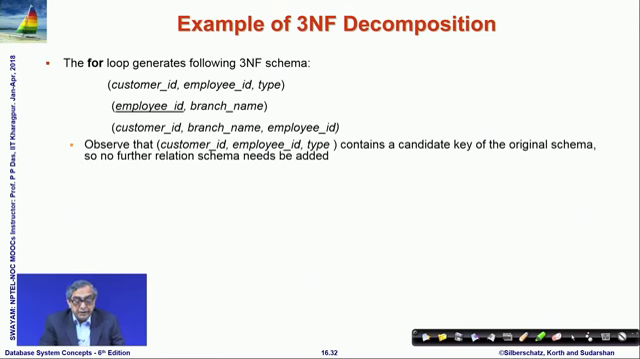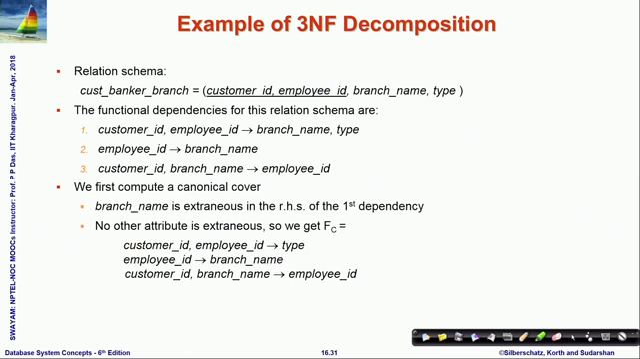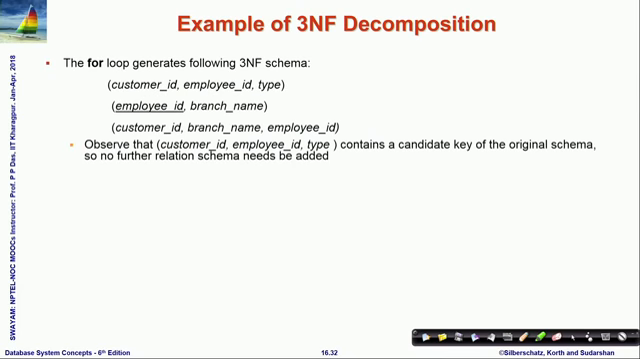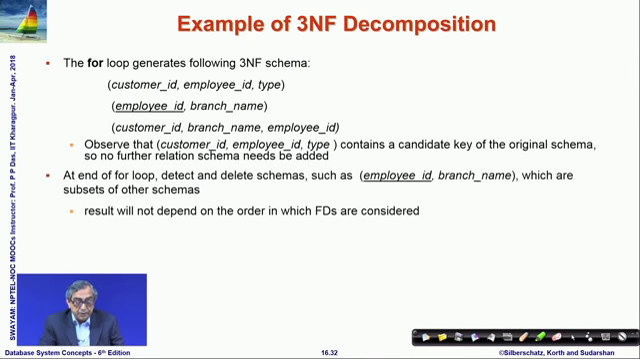Now, once you have done that, if you look into the original key, it was customer ID and employee ID, and you find that in the second and the third relations you already have that. So, you do not need to add a separate relation for accommodating the key. So, we can now declare that no further key needs to be added, and we have the final 3NF decomposition.